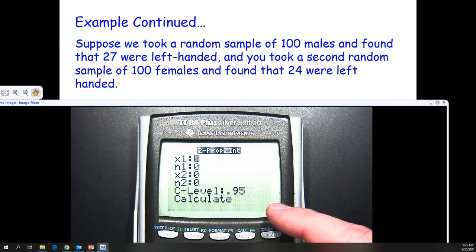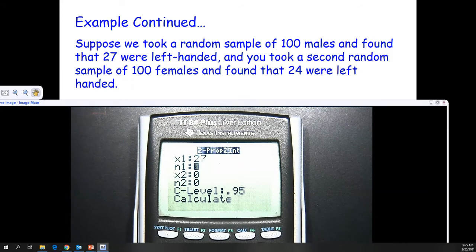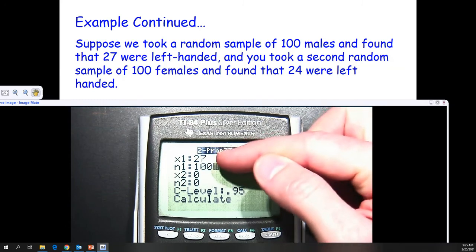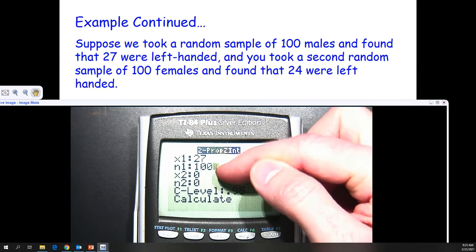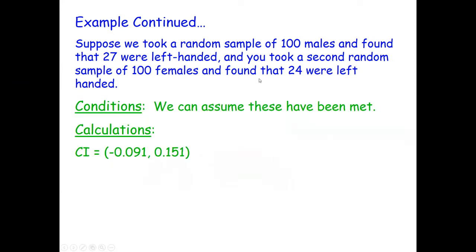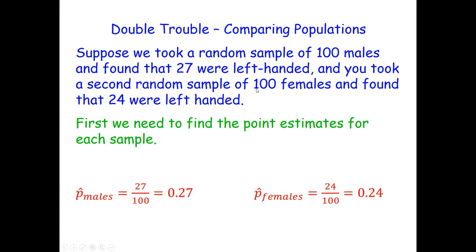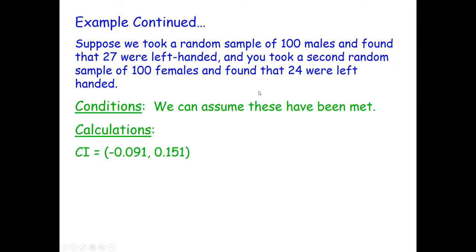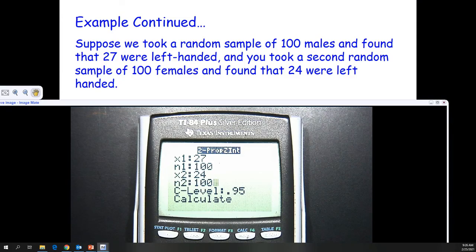It says you took a sample of 100 males and found out that 27, so 27 out of 100. Just make sure you put it in the right order. The first population, or the first group, I should say, is 27 out of 100. And the second group is going to be 24 out of 100, just from right here. And I forgot what level we were doing. Let me see if I can find it. It didn't specify, so we're probably going to do a 95%, is my guess, since it didn't specify. Hopefully I'm correct in this guess.